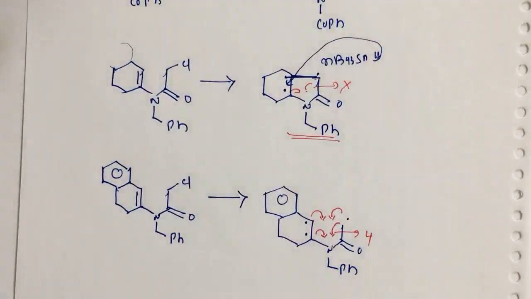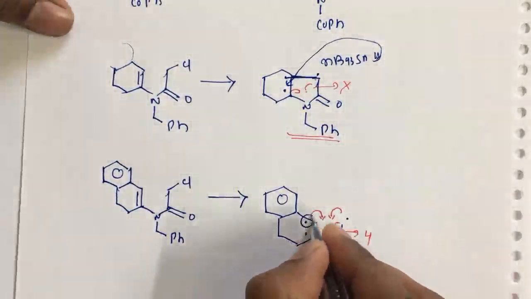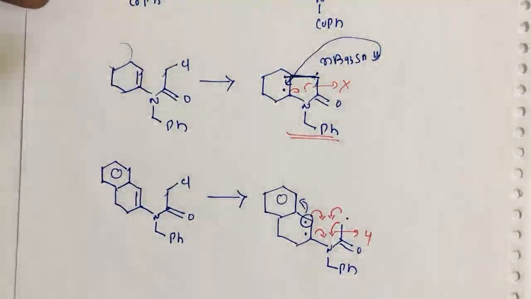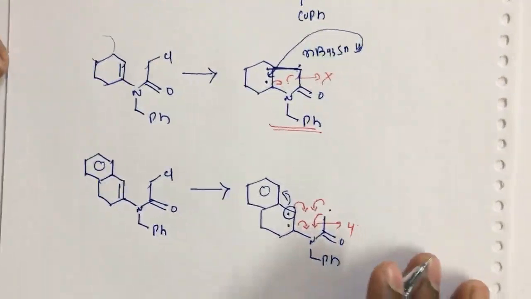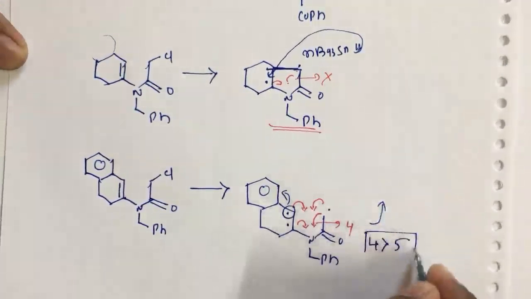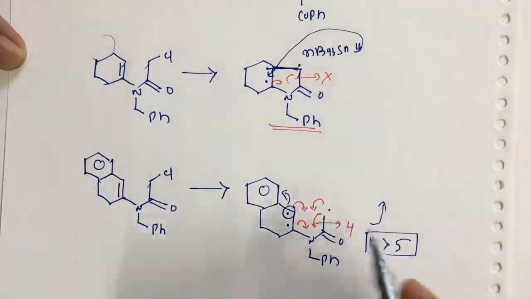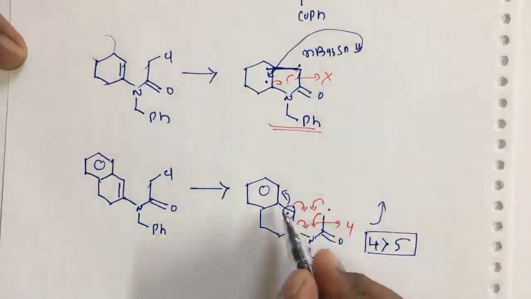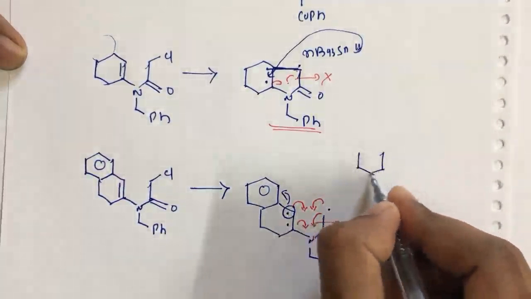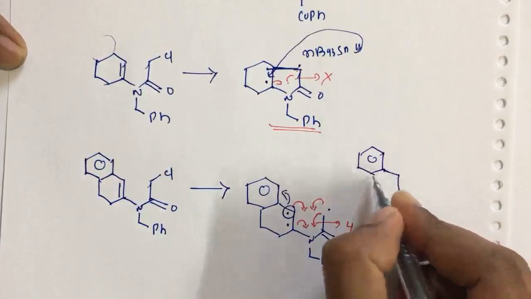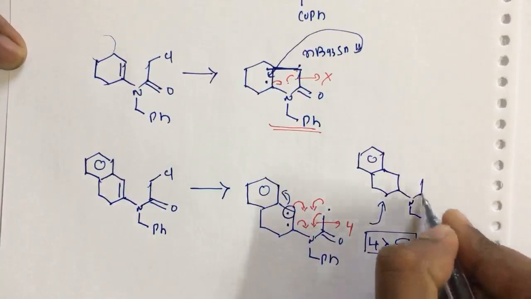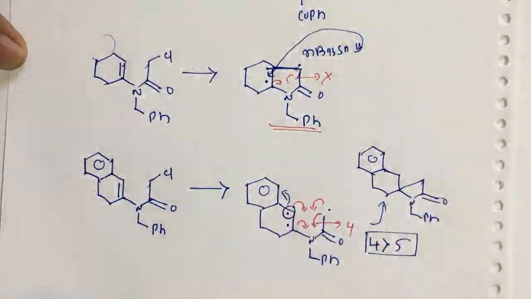But here what happens, this free radical is more stable because it is adjacent to the phenyl ring, so this will not be involved in the reaction. So here formation of the 4-member ring is more favorable over the 5-member ring, because the free radical which is very close to benzene will not be involved in the reaction. So that's why here we'll get a 4-member ring. So this is the product here.